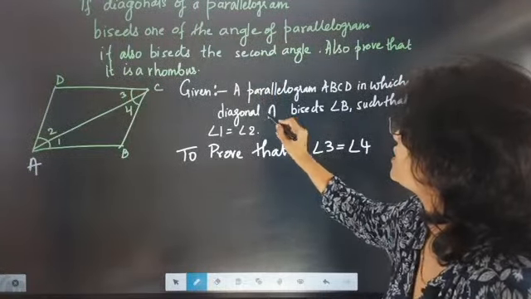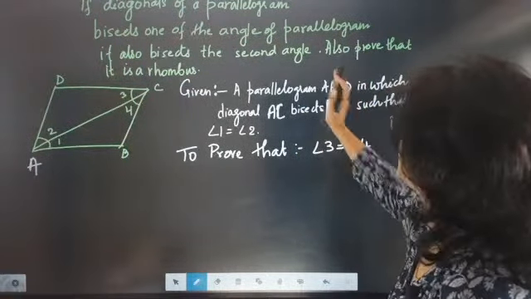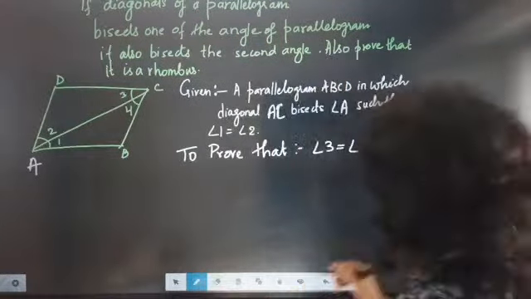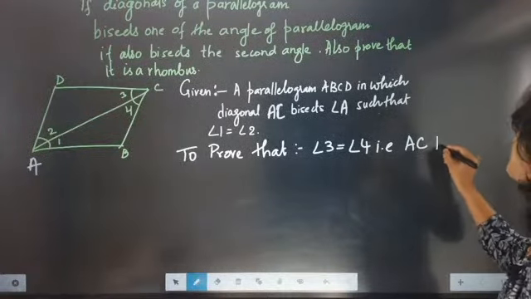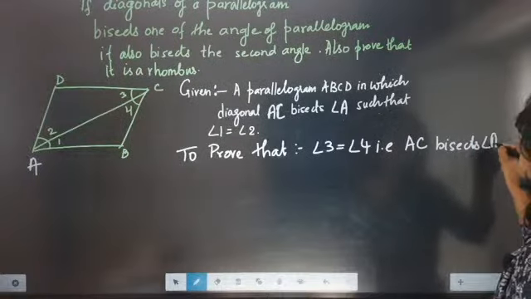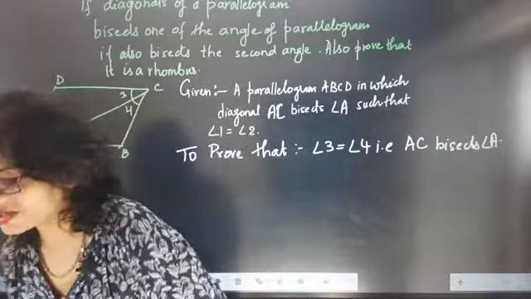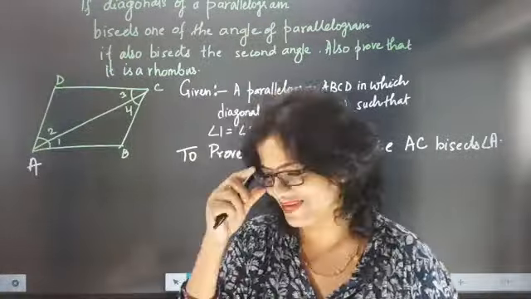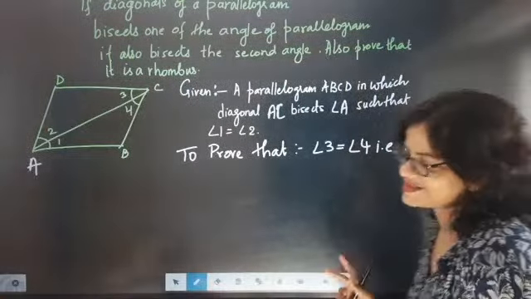Now we have to prove that AC bisects angle A. Yes beta, that is it. It was looking like B only, so I just wrote B, but the correct one is AC bisects angle A.